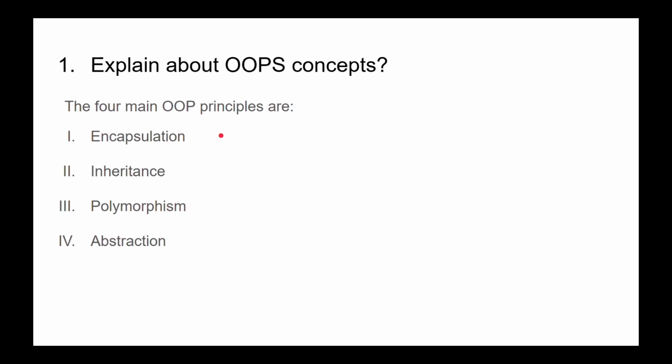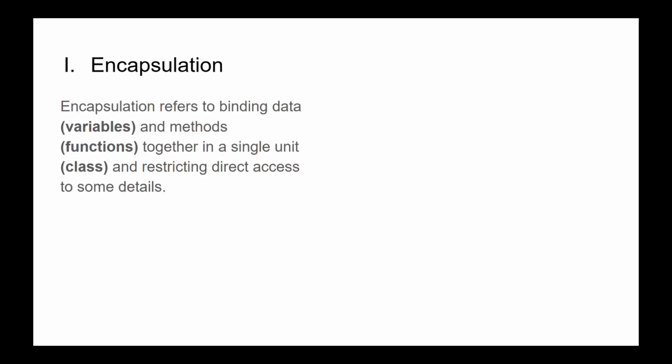First one is encapsulation. Encapsulation is nothing but binding the data members and the member functions into a single unit, which is called a class. And also it provides a restriction to direct access to some of the details. For example, if you are working for a banking application and you want to withdraw an amount, then the balance should be greater than 0. Then only you can withdraw.